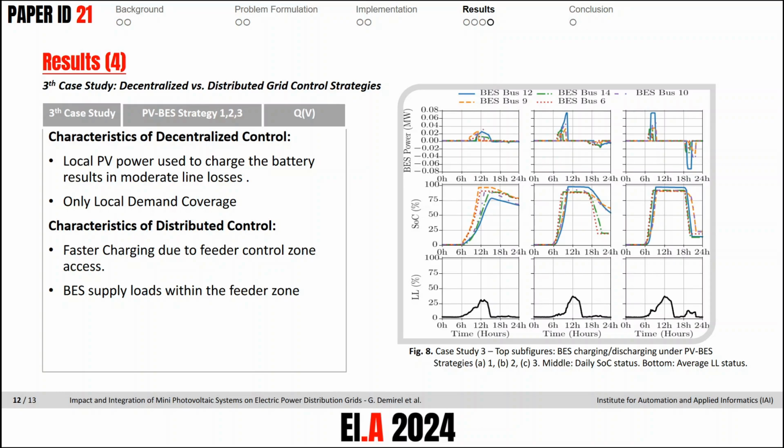BS units will access PV power from the feeder control zone, allowing for faster charging. Based on the distributed manner, the demands in the feeder zones are supplied by storage. High solar power generation results in high average line loading, especially when BS units are charging and discharging. The distributed control system ensures faster and more efficient energy storage management compared to the decentralized approach.